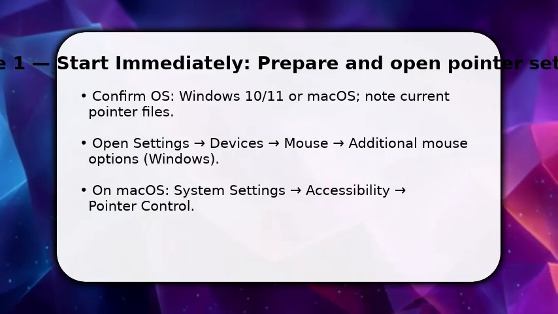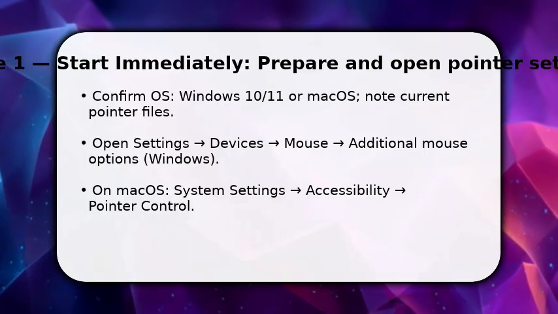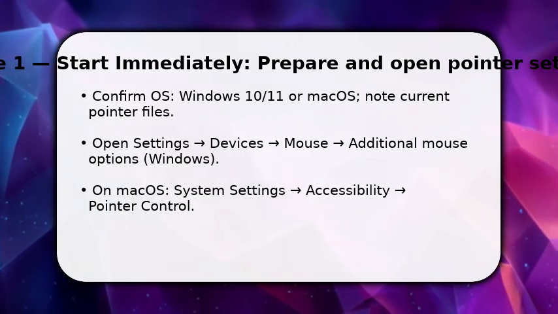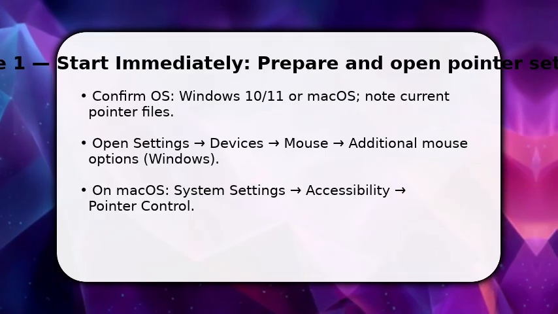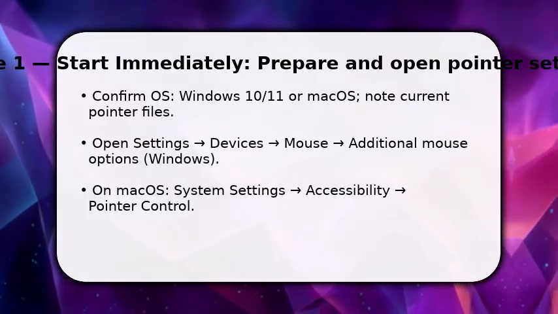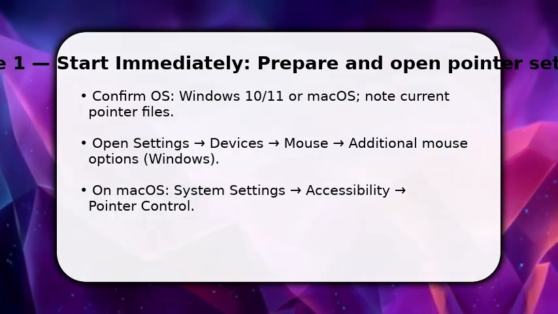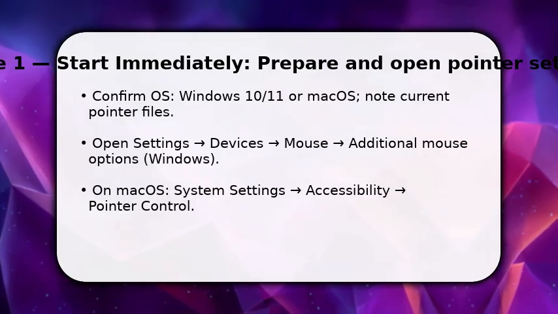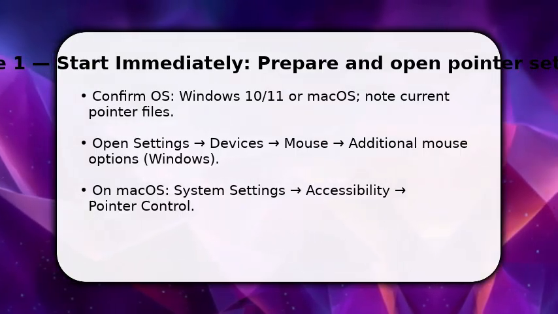You start now, verify the operating system and note the current cursor so you can revert if needed. On Windows, open Settings, go to Devices, choose Mouse, then click Additional Mouse Options. On Mac OS, go to System Settings, Accessibility, Pointer Control.